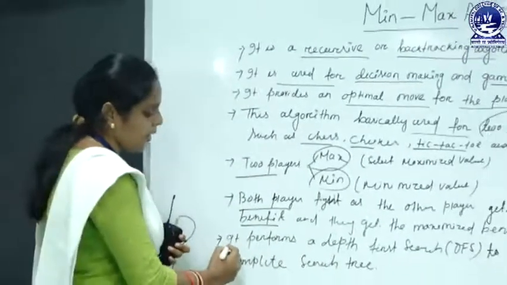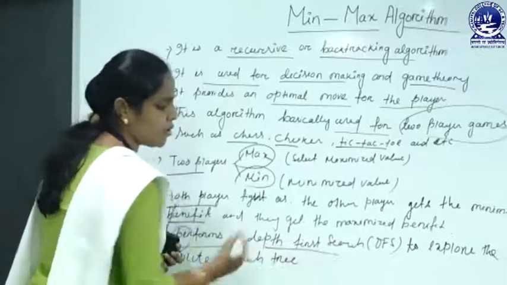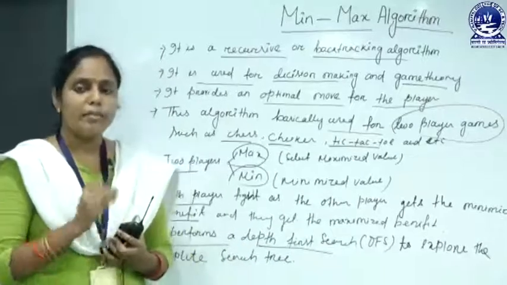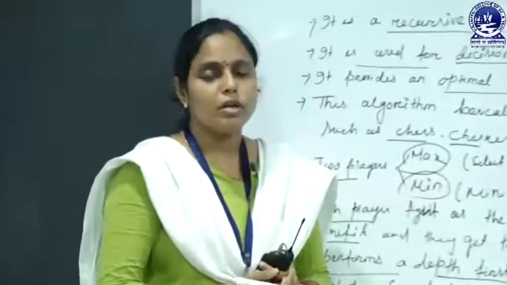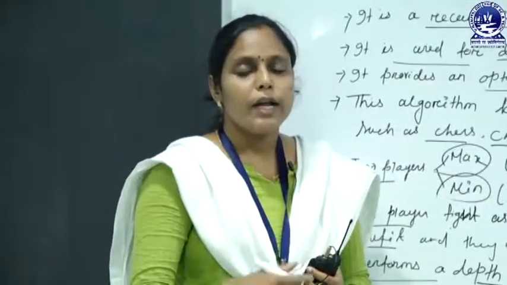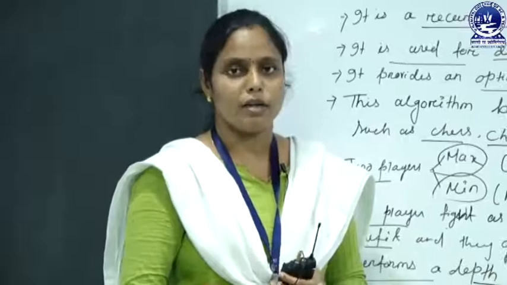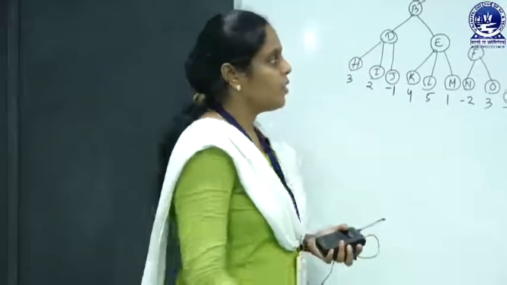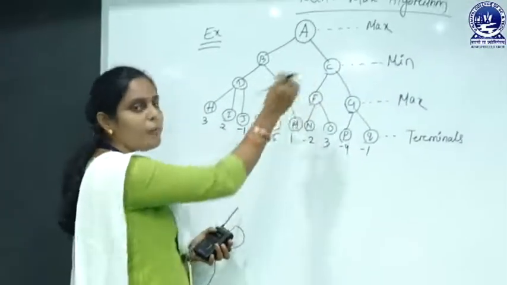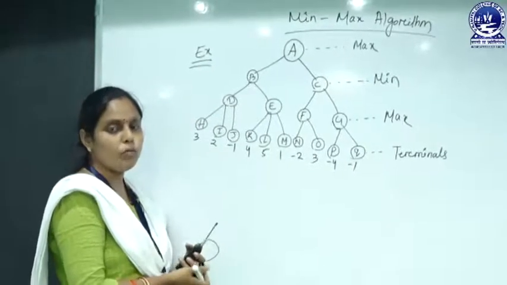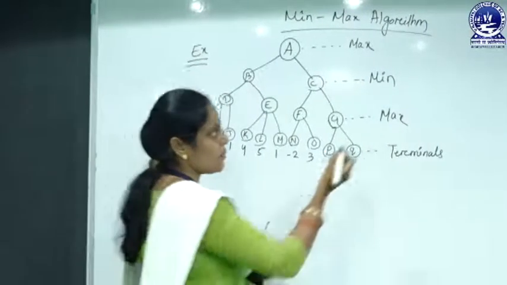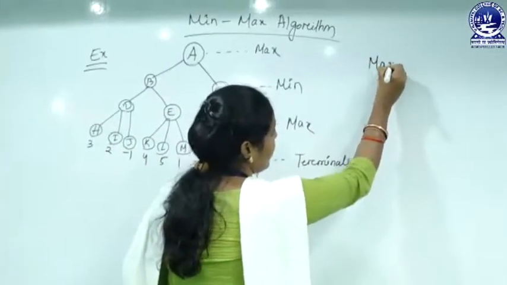Then next, it performs a depth first search. That means min-max algorithm uses DFS to explore the search tree. Now, take one example for better understanding. Now, this is our search tree for min-max algorithm. In min-max algorithm, there are two players. One is the max player, another one is the min player.